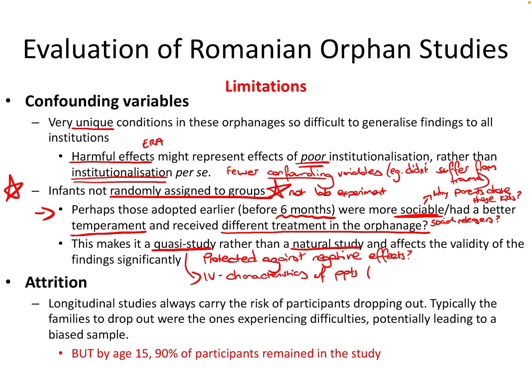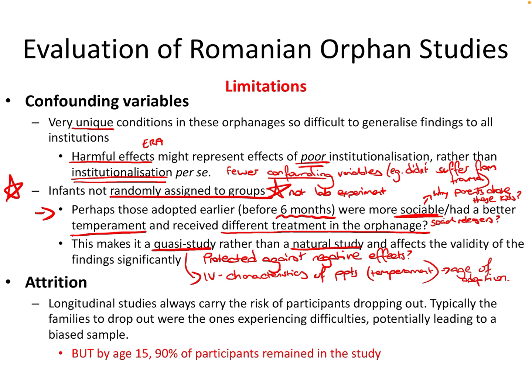So in this case, that temperament and sociability is determining the age of adoption. And so the fact that this means that there's a quasi-study means that there are participant variables which are affecting the findings. It means that we can't really be certain about the effects of institutionalisation, because it could be that different children are affected by institutionalisation differently depending on their temperament. And so this is a major limitation of this Romanian orphan research, is the fact that there was no random allocation of participants to the different groups.